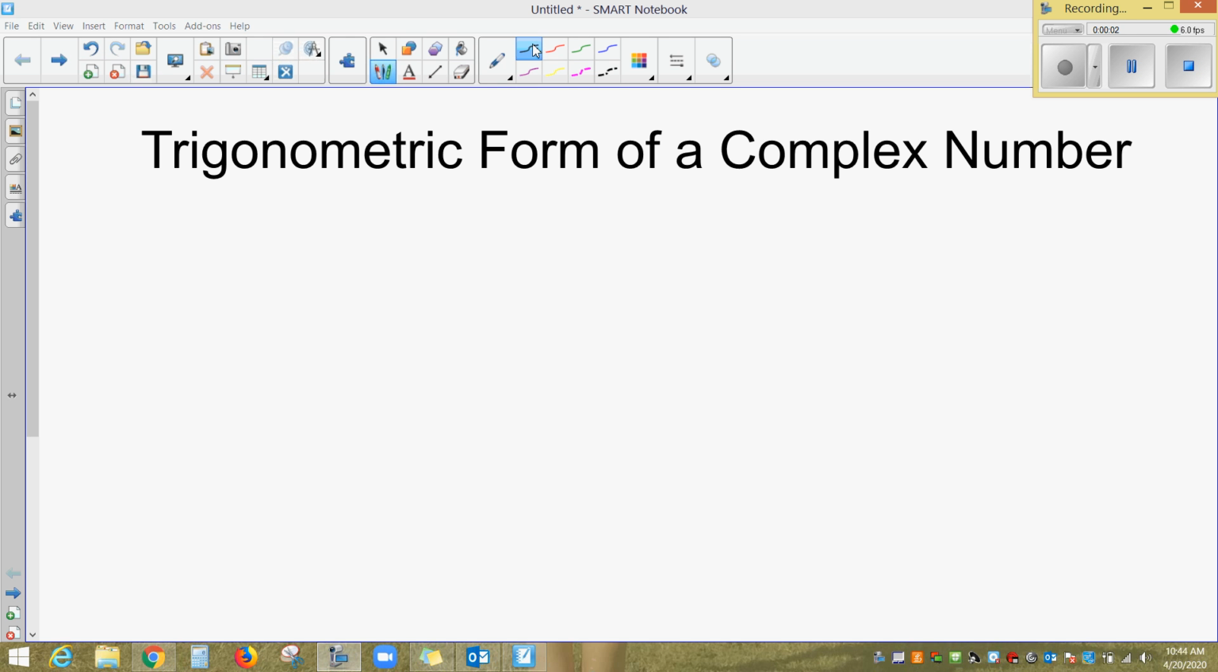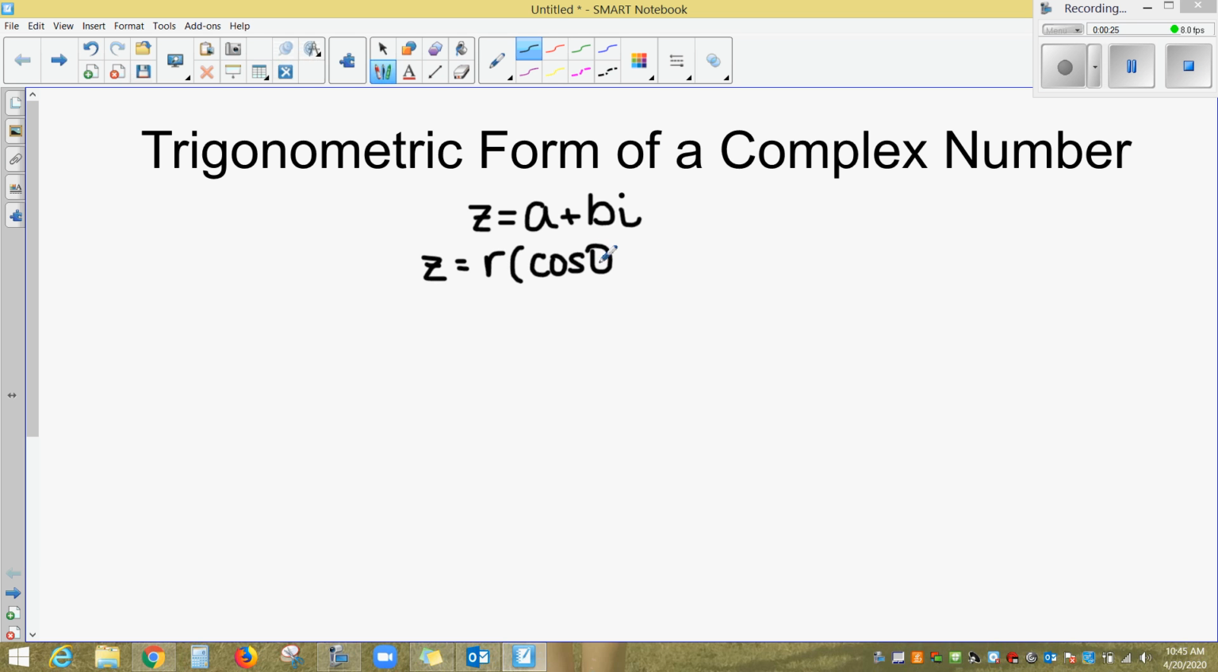In this video, we're going to talk about the trigonometric form of a complex number. The way we're used to dealing with a complex number is we usually like to see it in the form a plus bi, where a and b are real numbers. What we're going to talk about here today is we're going to rewrite them as r times the quantity cosine theta plus i sine theta.